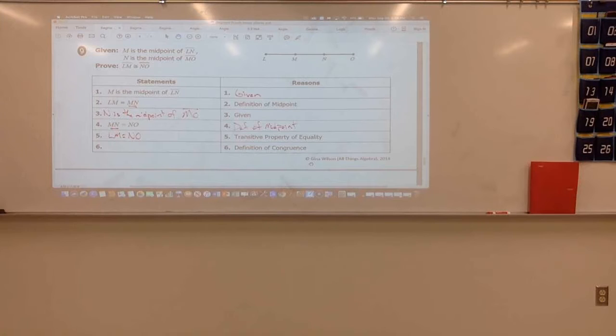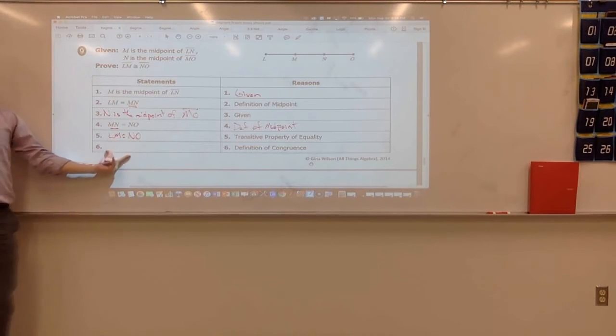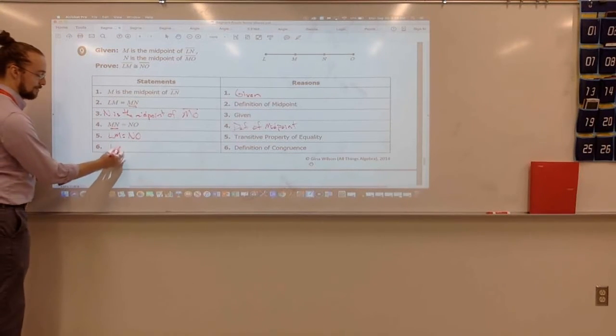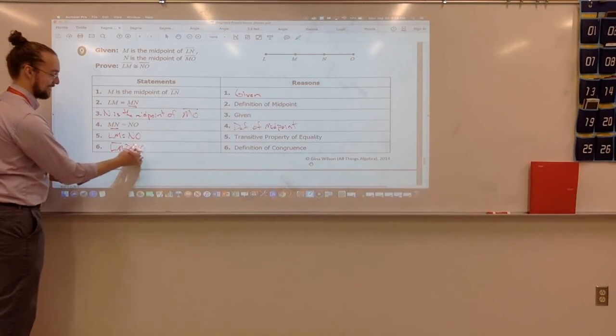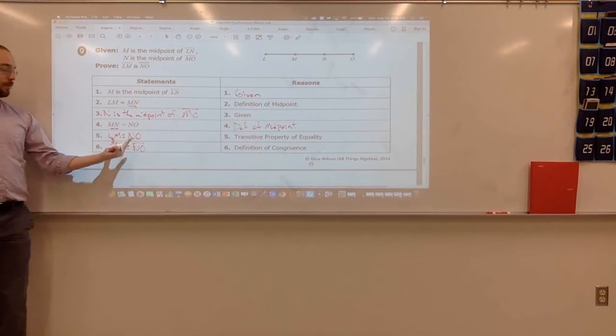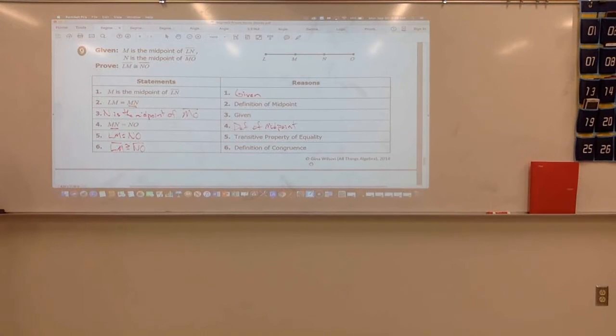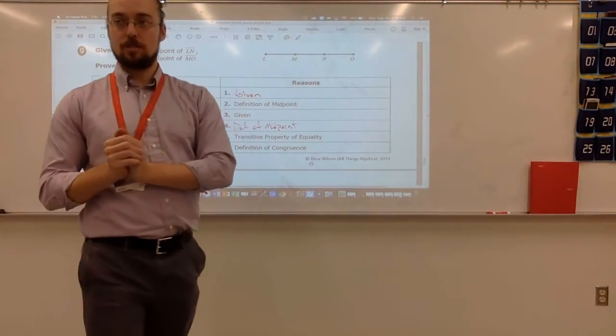Good. So now the last line says we're going to use definition of congruence. So if I know these lengths are equal, LM equals NO, the segments are congruent. The squiggle is also. That's it. Right? If I know the lengths are equal, the segments are congruent. Right? Any questions?